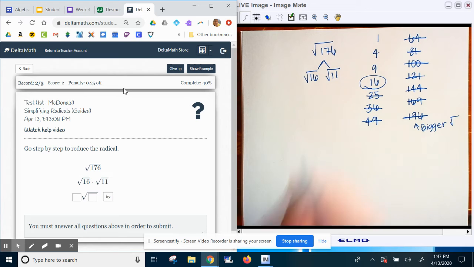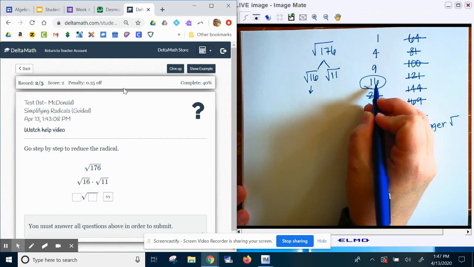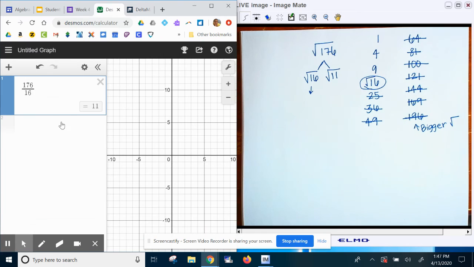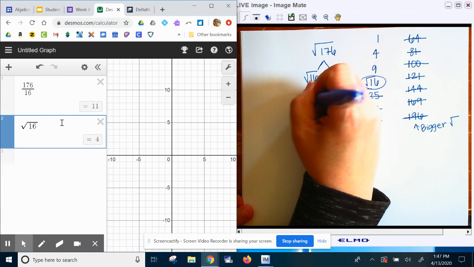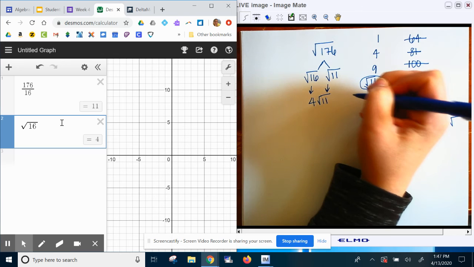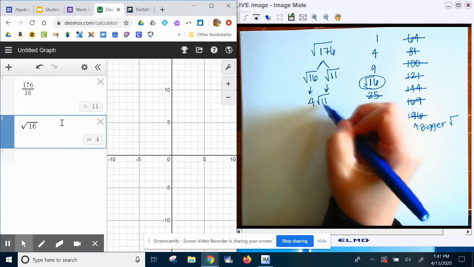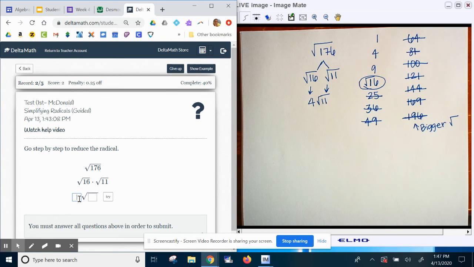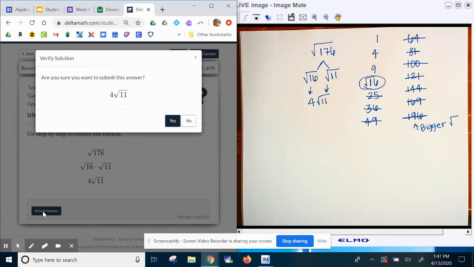Now we have to ask, what was the square root of 16? If we put it into decimals, or if you know it off the top of your head, you can just write it down, it's 4. So we've got 4, and then we bring down the square root of 11. If we picked out the biggest perfect square, this one should never have a square root that simplifies. That's nice. So we would do 4 and 11, and we would submit our answer.